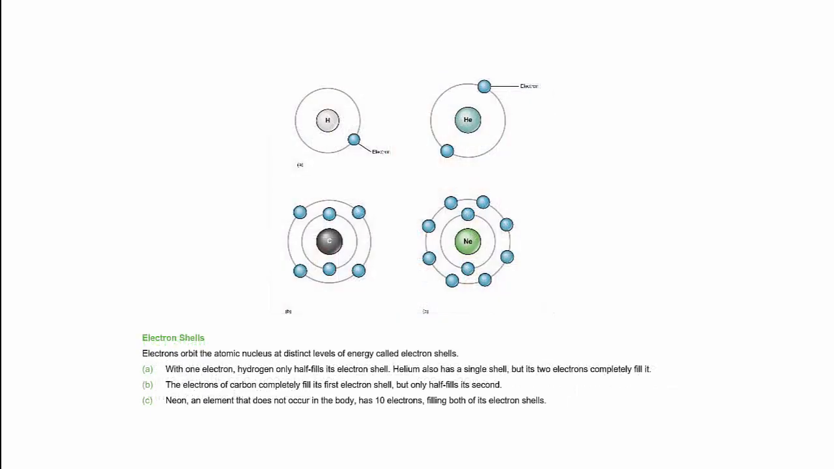Electron shells. Electrons orbit the atomic nucleus at distinct levels of energy called electron shells. With one electron, hydrogen only half fills its electron shell. Helium also has a single shell, but its two electrons completely fill it. The electrons of carbon completely fill its first shell, but only half fill its second. And then neon is an element that does not occur in the body. It has 10 electrons, filling both of its electron shells.